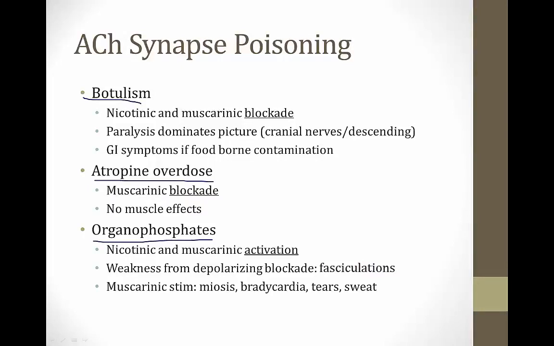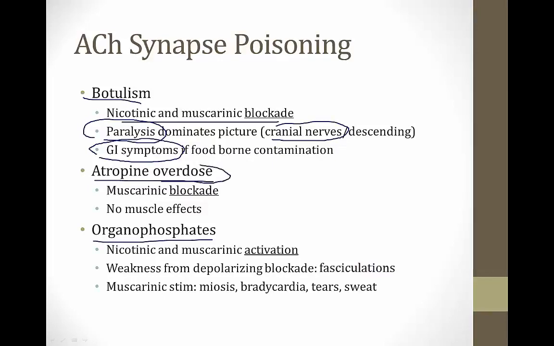Botulism toxin produces nicotinic and muscarinic blockade by blocking acetylcholine output from the presynaptic neuron. The key here is paralysis. That's what dominates the clinical picture. It's a descending paralysis that starts at the head and neck and the cranial nerves and goes down. Patients have trouble speaking and swallowing, and there are often GI symptoms associated with it, especially in a board question, because people get sick from eating contaminated food.